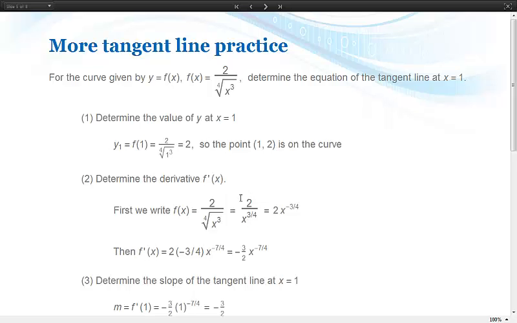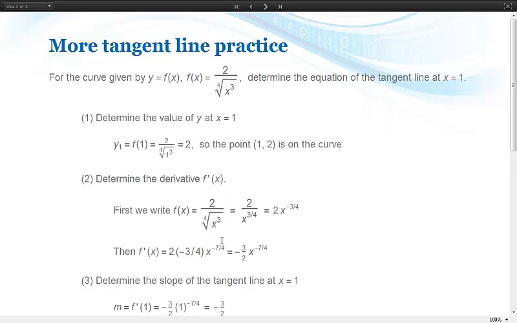That's still not in a form I can take the derivative. So I remember that dividing gives me a negative exponent. So this is the same as 2 times x to the negative 3/4. And now the function is in a form where I can apply the power rule. So f prime of x is 2 times the derivative of x to the minus 3/4. Well, that's minus 3/4 times x to negative 3/4 minus 1.